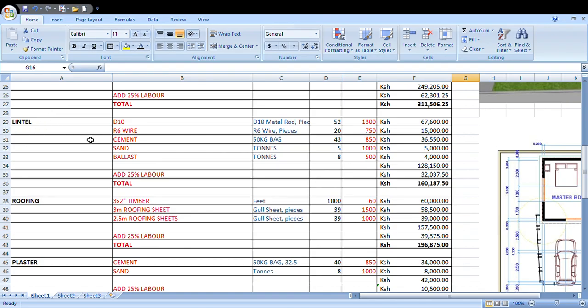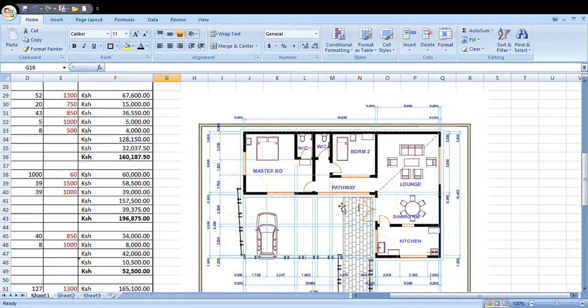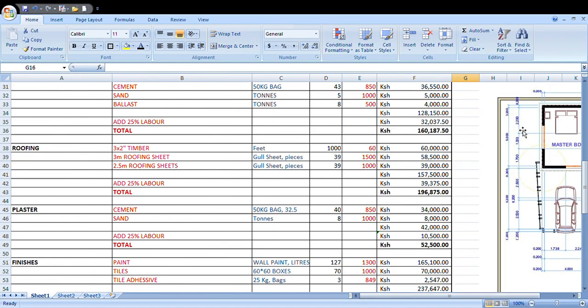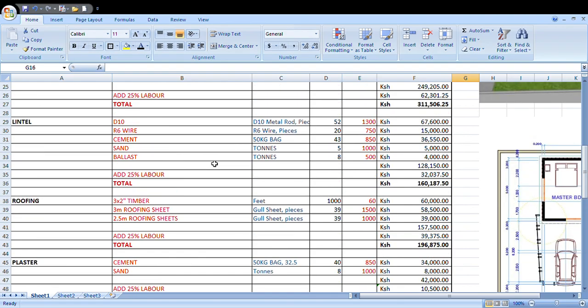Next, we'll go to the lintel. In the lintel, we'll spend a lot of money, which is 160,187. I guess you understand what a lintel is. In the lintel, you have to consider the total surface area of this building. From this point to this point, all this, and remember you are making a lintel to support everything above 3 meters or 2.7 meters height. You have to put a lintel for reinforcement.